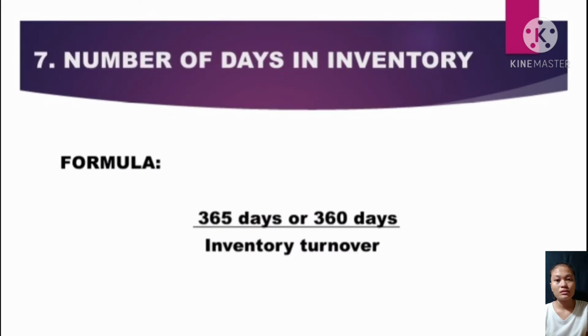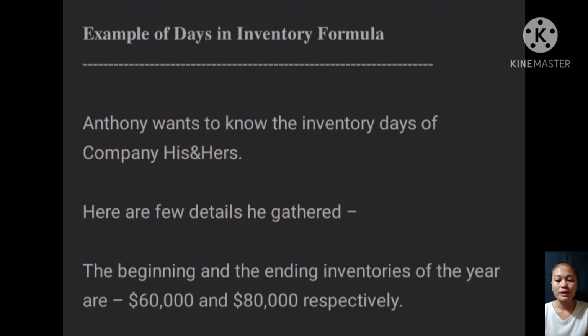Number of days in inventory. The formula is 365 days or 360 days divided by inventory turnover. It indicates the number of days by which inventories are used or sold, and implies the firm's efficiency in consuming or selling inventories. Here's the example of days in inventory.